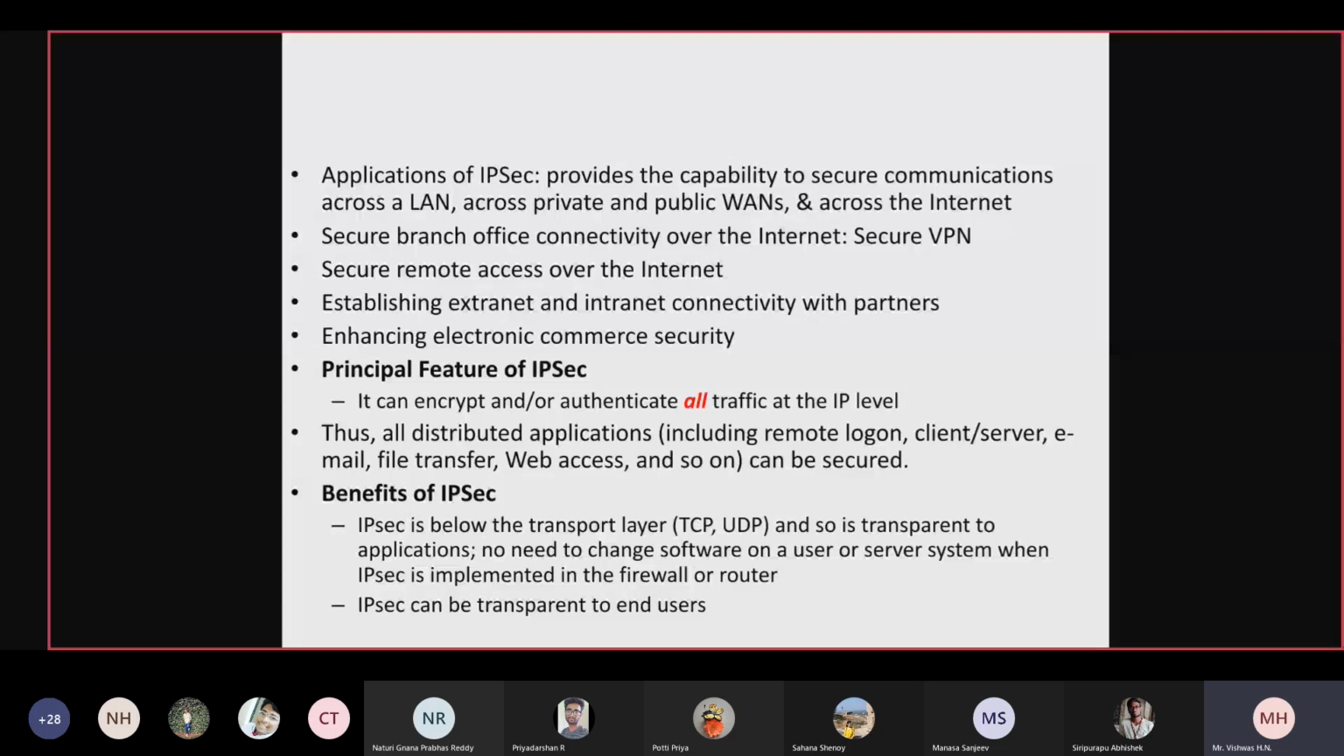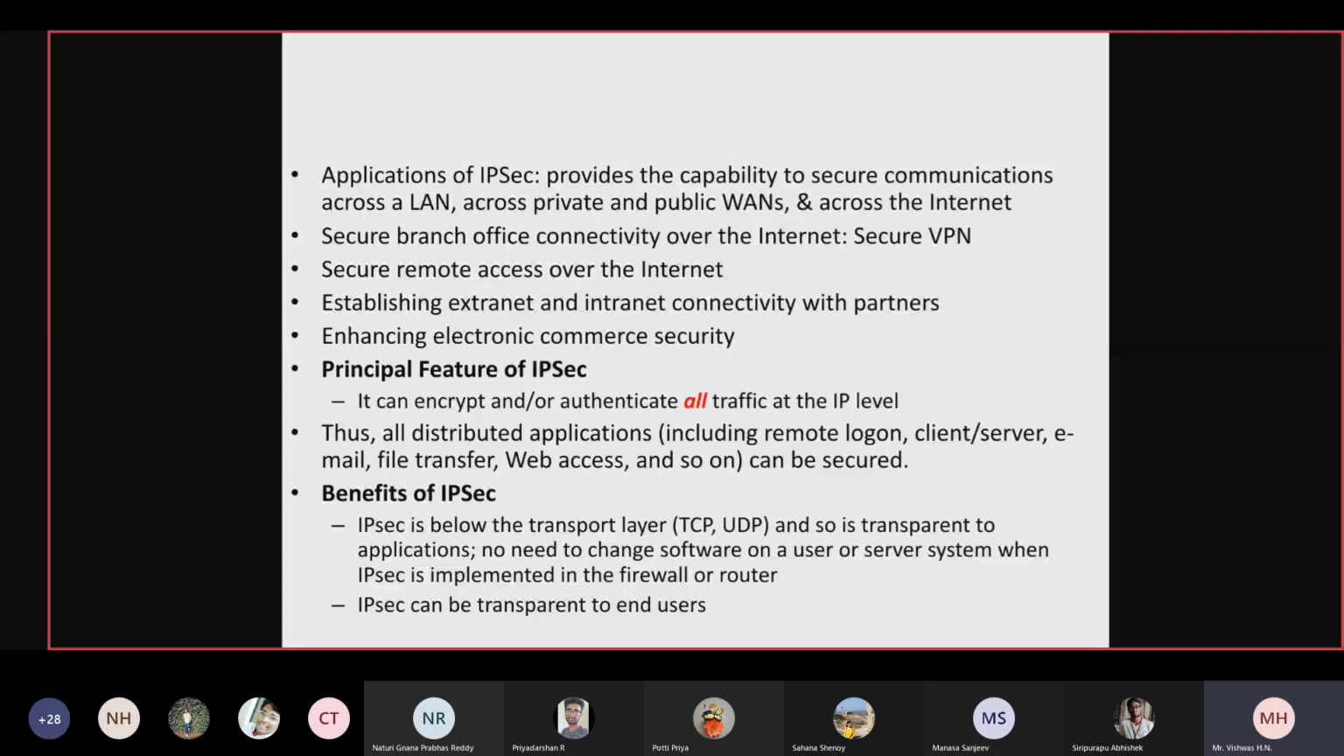Okay, so these are some of the applications of IPsec. And we are using applications of IPsec every day. Is that clear? In many cases, we are using it every day, either knowingly or unknowingly. Principal features of IPsec: it can encrypt and or authenticate all traffic at the IP level. That means in the third level or in the third layer. Thus, all distributed applications, including remote login, client server, email, file transfer, web access, and so on, can be secured. Whatever the communication that you do through your system can be secured if you are running with IPsec.